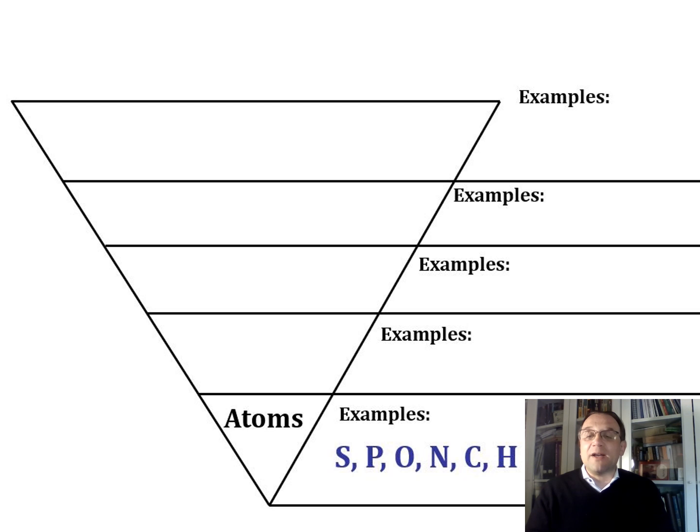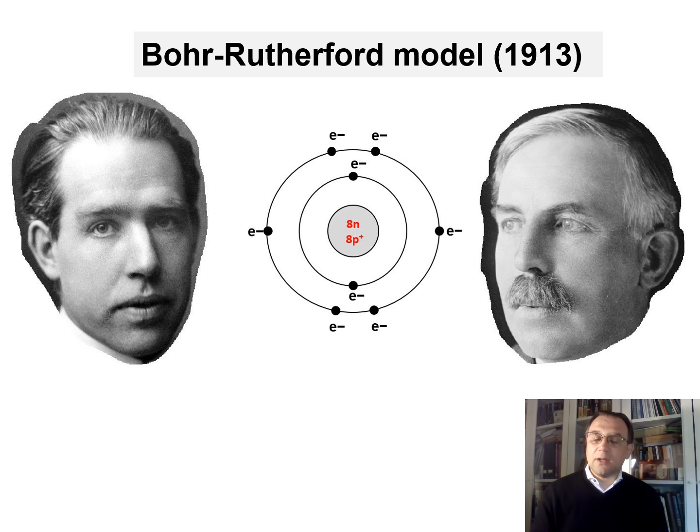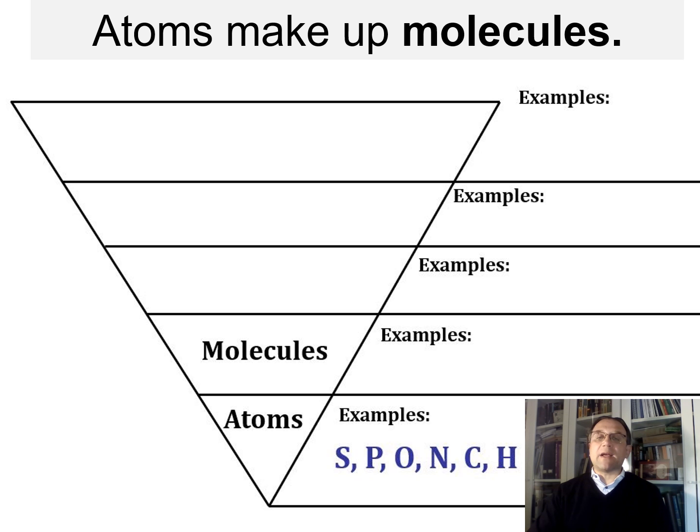In atomic physics, the Bohr model, or Rutherford-Bohr model, presented by Niels Bohr and Ernest Rutherford in 1913, is a system consisting of a small dense nucleus surrounded by orbiting electrons. Atoms make up molecules. The atoms of a molecule can be of the same kind or different kinds. That is, they can be the same or different elements.